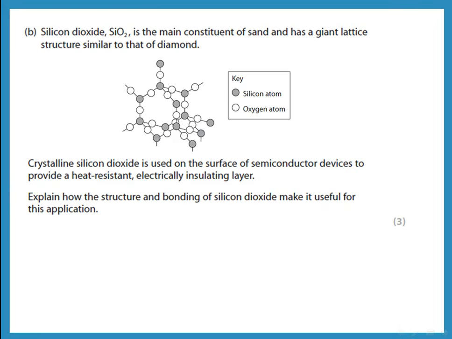Electrically insulating means it does not conduct electricity. So he's saying, explain how the structure and the bonding make it useful so that it is heat resistant and electrically insulating. So if we say the structure and the bonding, why is it heat resistant? Why does it have a high melting point?